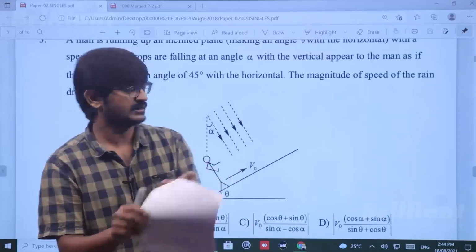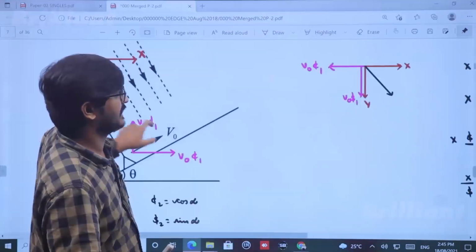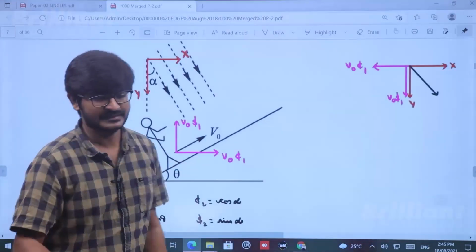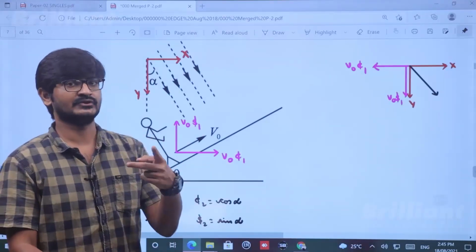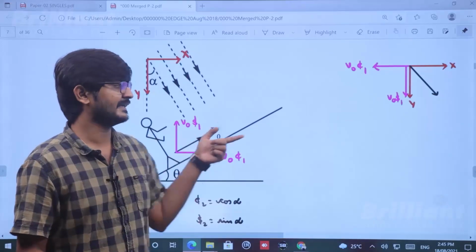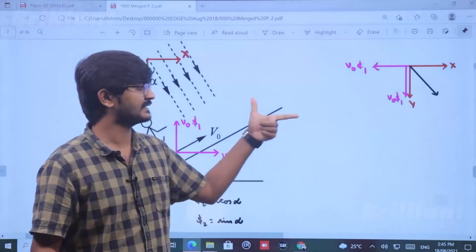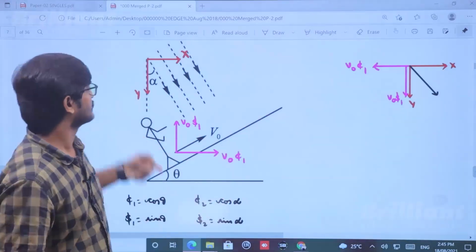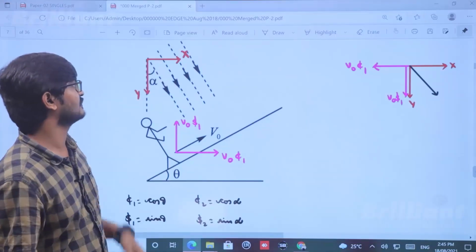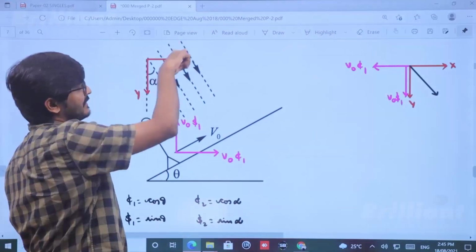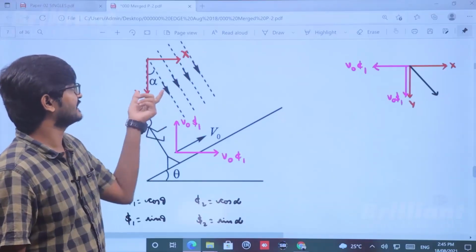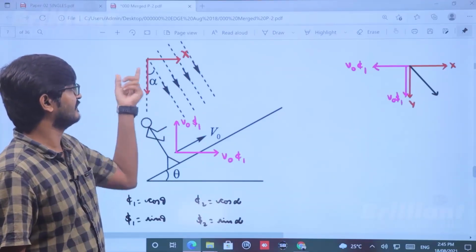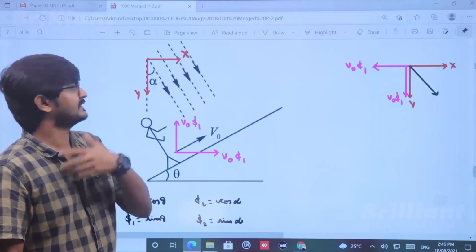So that's the question, and again there is no single method to solve it. I will be going this way. I will be resolving every velocity given into two mutually perpendicular components, mostly taking this as horizontal and this as vertical, my x-axis and y-axis. So rain velocity is given. I am assuming rain has some x component capital X and y component capital Y, but I know the relation between them. What is the relation? Tan alpha equal to X by Y, which I will use later.